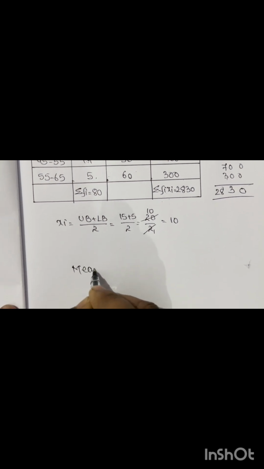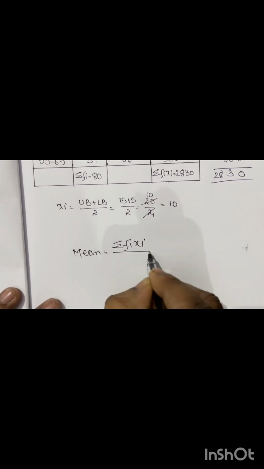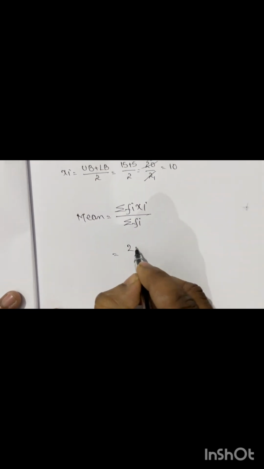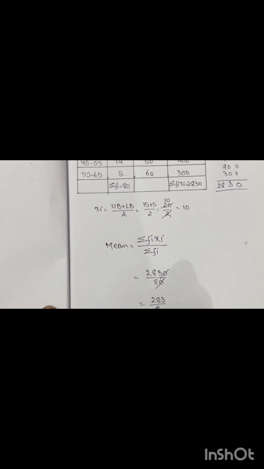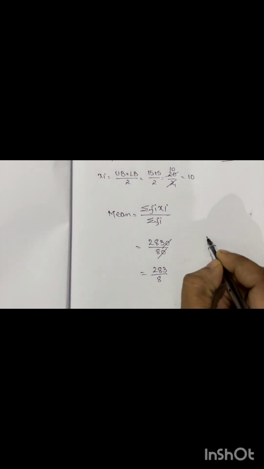Mean is equal to sigma fi xi by sigma fi. So sigma fi xi is 2830 divided by 80. Cancel both zeros. What do we get? 283 divided by 8. Here you can see that 8 is an even number and 283 is an odd number. You can't simplify this directly, so we are going to simplify this by the long method.